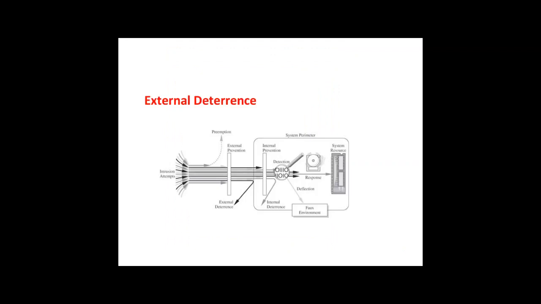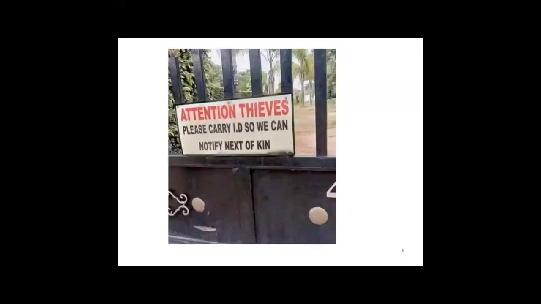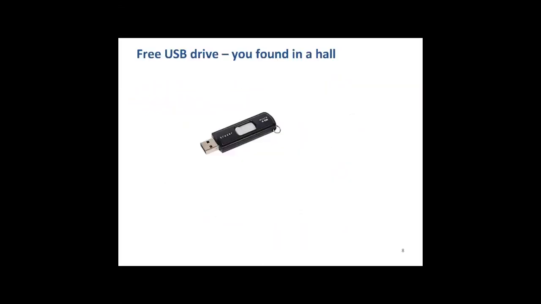Okay, so this is a diagram that we have looked at, and what we are doing is external deterrence. If there is a thief who wants to enter, look at this, after reading this the thought will come that possibly he will be killed. All right.